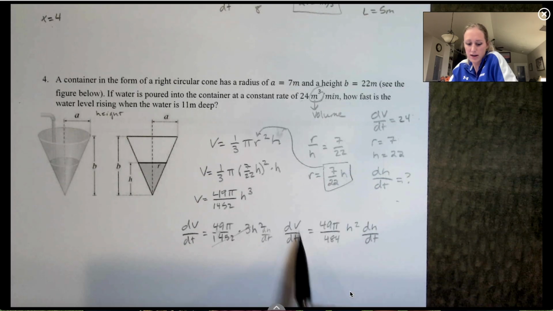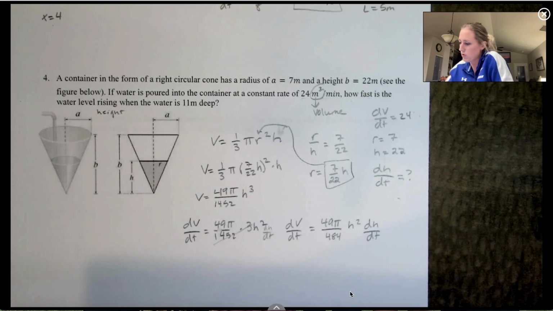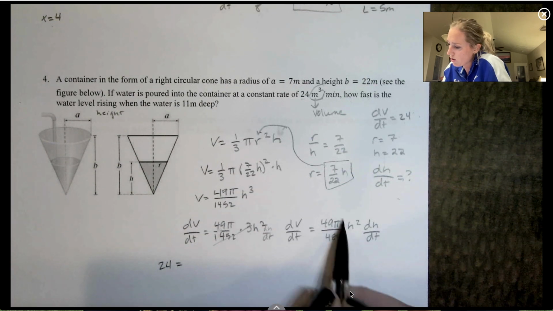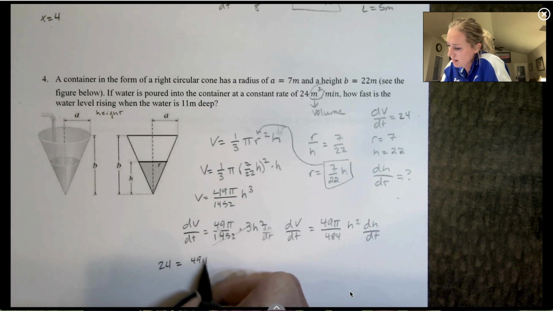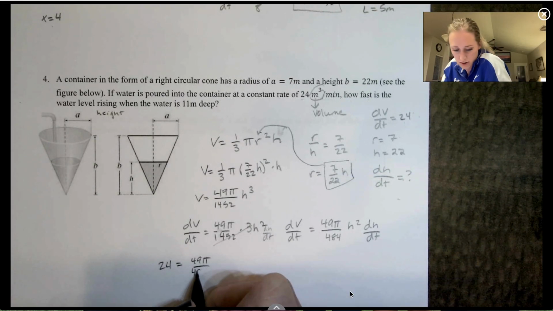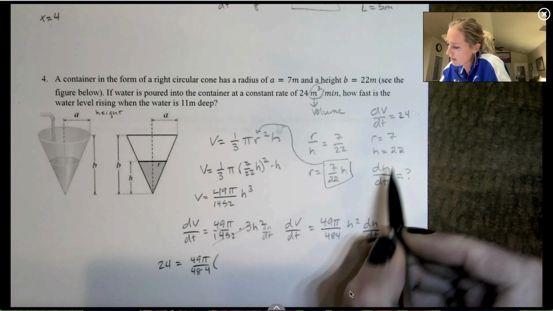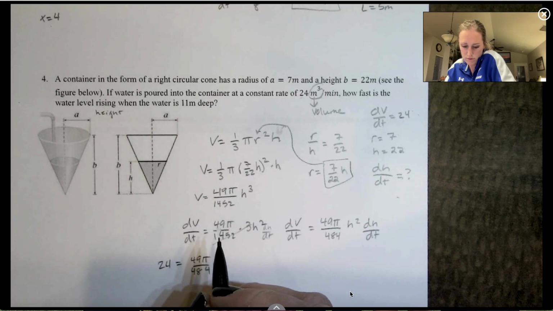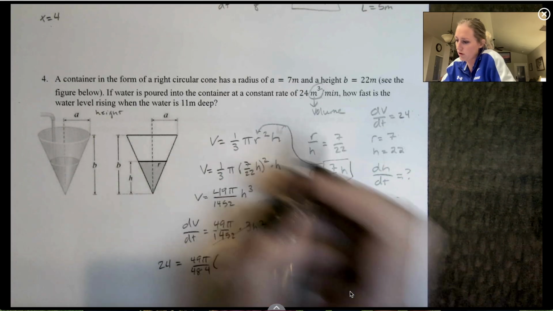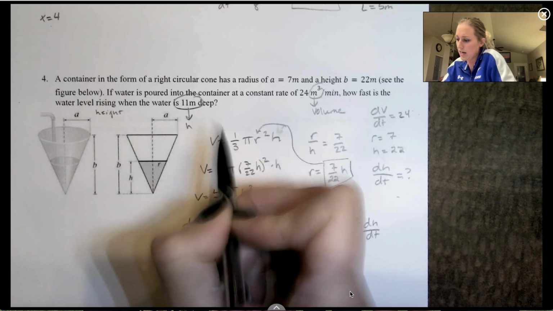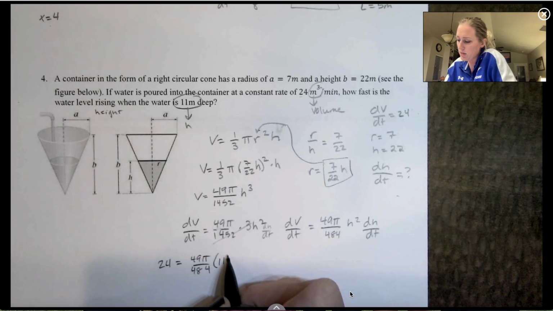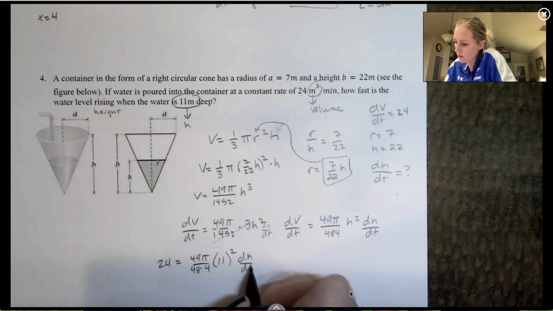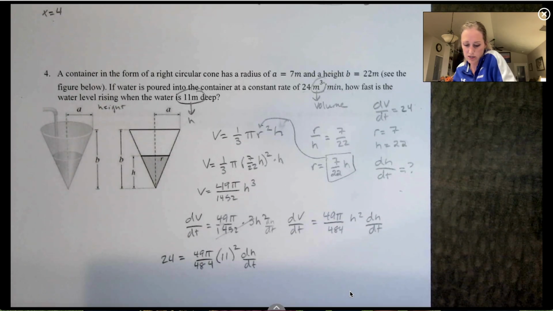Okay, so here's my function. Now let's plug in the things we know. So we know dV/dt is 24. We know this, we're going to keep 49 pi over 484. H, that's our instant we're looking at. H, at this instant, is 11 meters. And then squared times dH/dt, that's what we are looking for. So we're trying to solve for dH/dt.